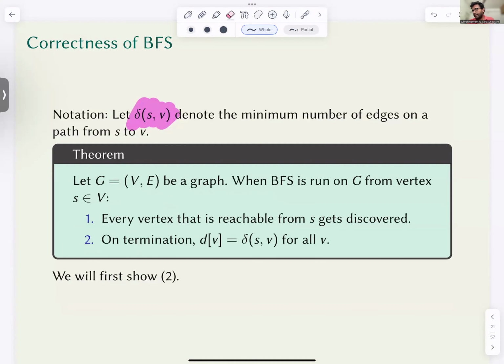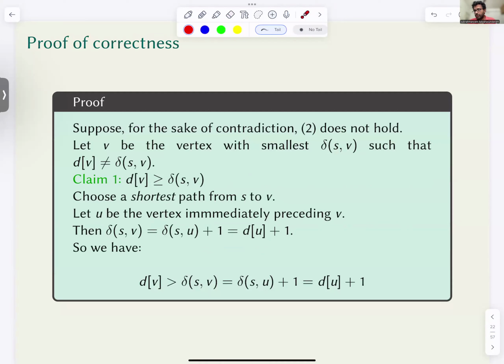So what is the statement? We'll say that dV is equal to the shortest path length. So assume that is not true. Assume there is some vertex for which dV is not the shortest path length. We assume there is some vertex for which this is not true, and then we will get to a contradiction.